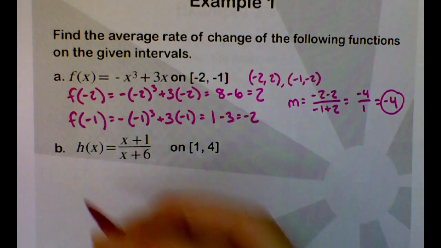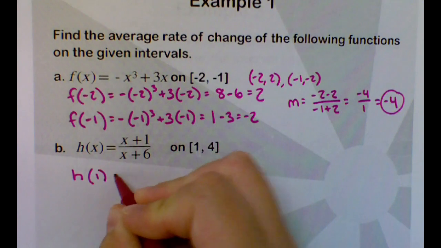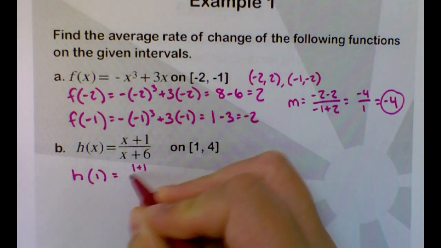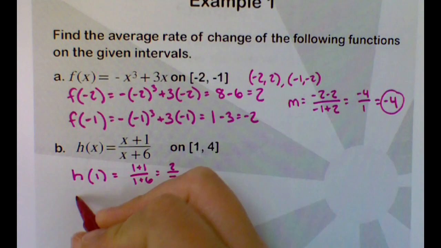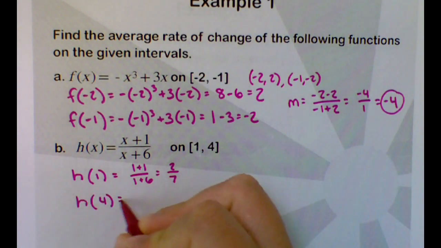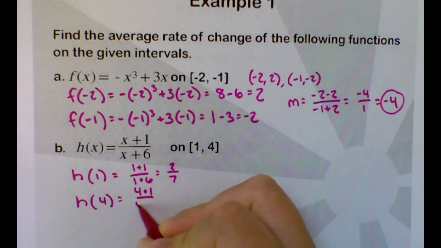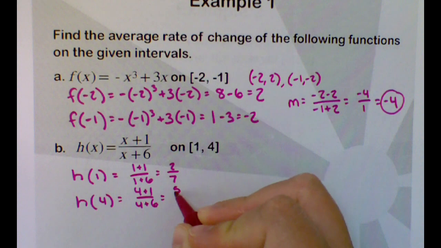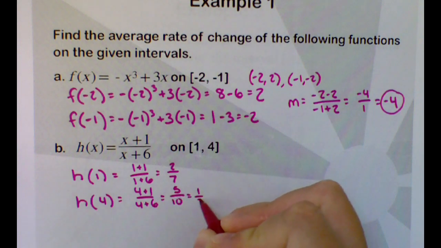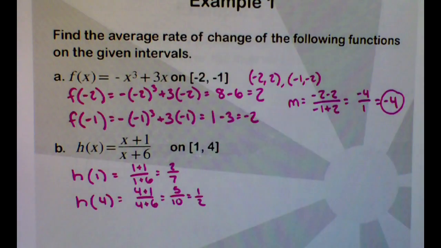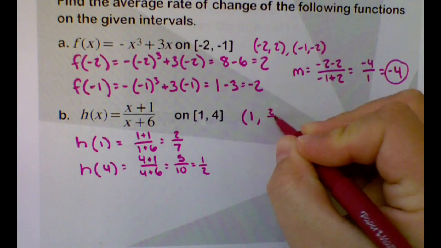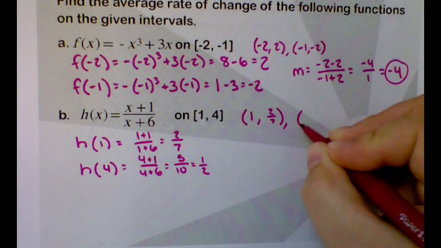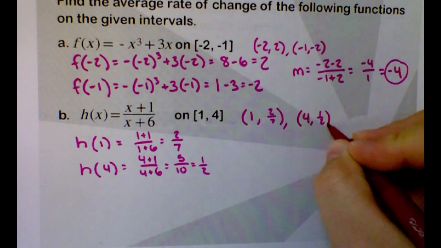Same thing for the second one. We'll find h of 1, which is 1 plus 1 over 1 plus 6, which is 2/7. And we'll find h of 4, which is 4 plus 1 over 4 plus 6, which is 5 over 10, or 1/2. This one's going to be a little bit more complicated because we have fractions involved, but that's okay. Our 2 points then are (1, 2/7) and (4, 1/2).